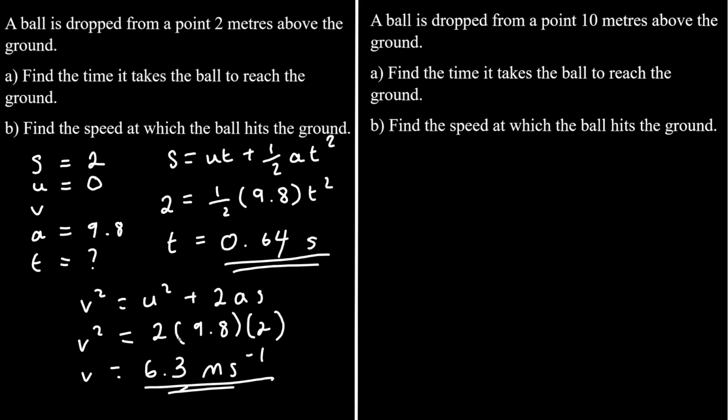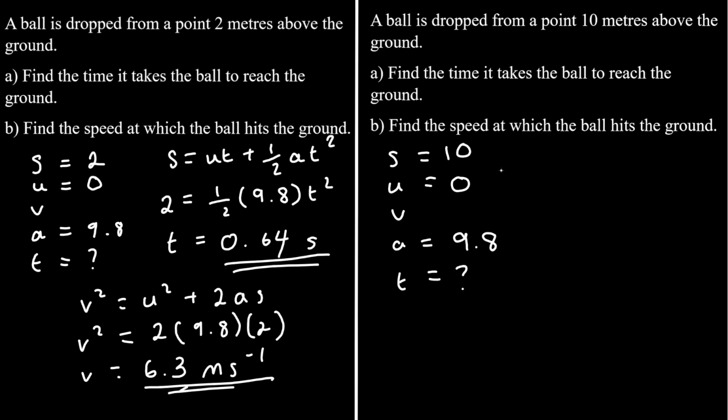One for you to try. Give it a go. So a ball is dropped from 10 meters above the ground. It doesn't seem like there's enough information, but there is, because we know the initial velocity is 0, and we know acceleration due to gravity will be 9.8 meters per second squared.